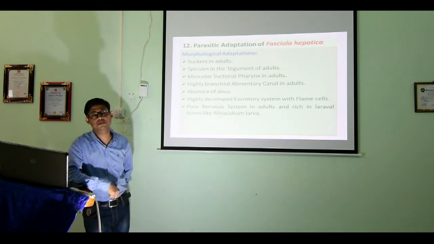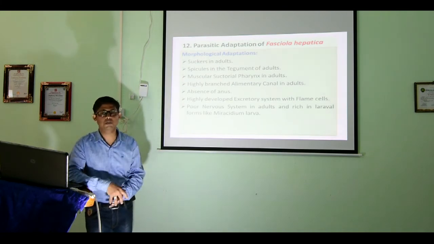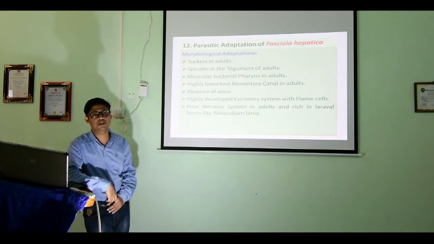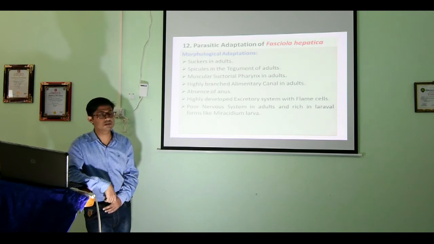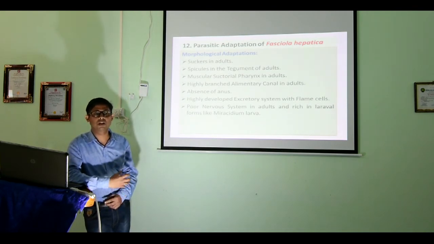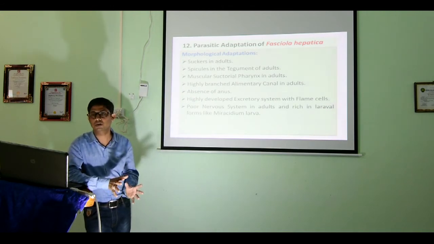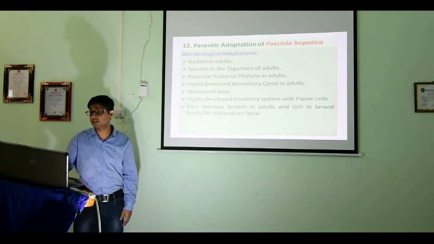The nervous system is poor in adults because the adults are well protected inside the body of the primary host and intermediate host. They don't require a nervous system to sense an enemy or anything. But in the case of larval forms, that is the miracidium larva and the cercarial larva, they require a highly developed nervous system because their life is within the environment, not inside a protected host. So these are the morphological adaptations.